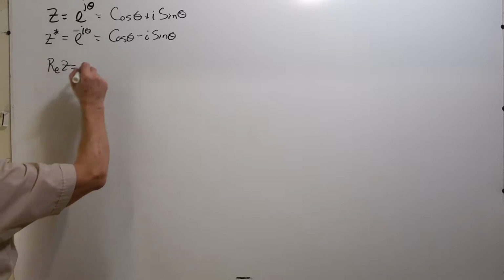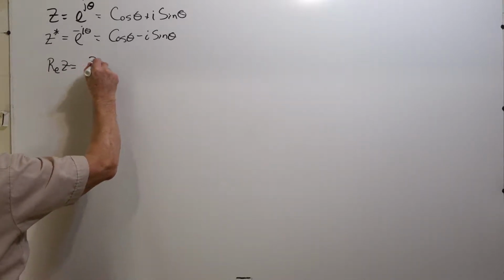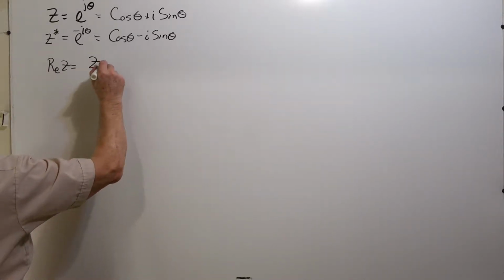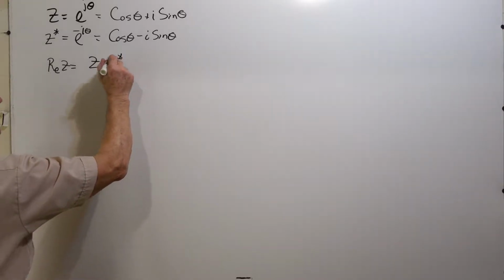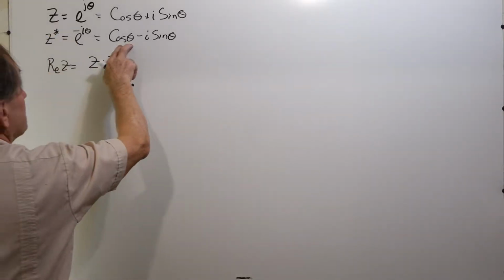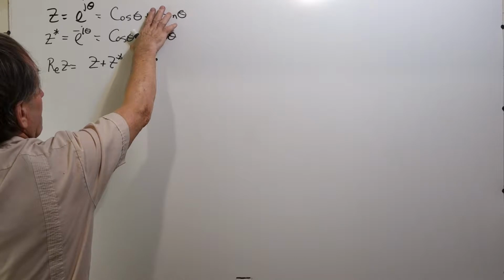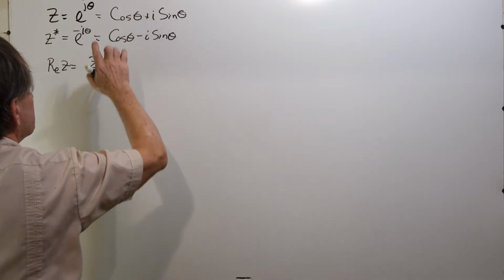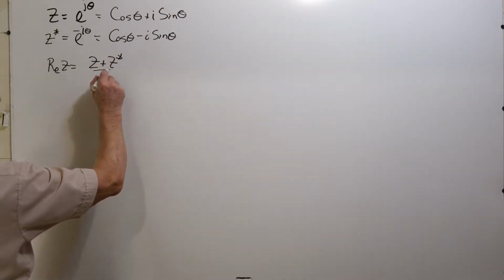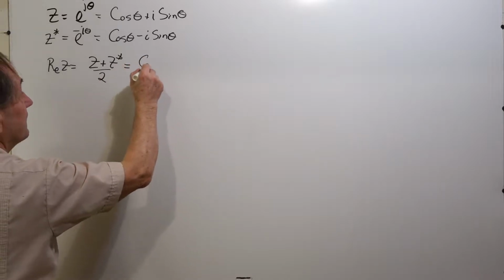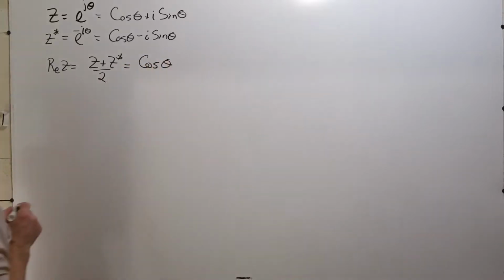the complex number itself. So if you remember, the real part of z is z plus the conjugate of z, divided by 2. If we add z and the conjugate of z, the imaginary parts drop out and we end up with twice the cosine. So we divide by 2 to give us the cosine of theta.